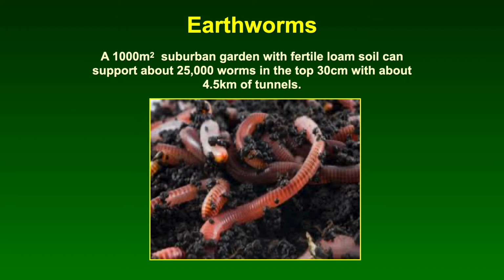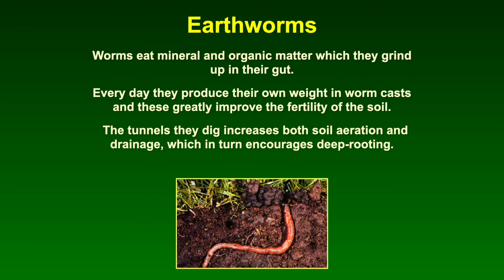The star of the soil world must be the earthworm. In a worm-friendly garden, this can add up to about 7 kilos of high-grade manure per square metre per year, all of which greatly improves the fertility of the soil. Did you know that worms have 5 hearts?